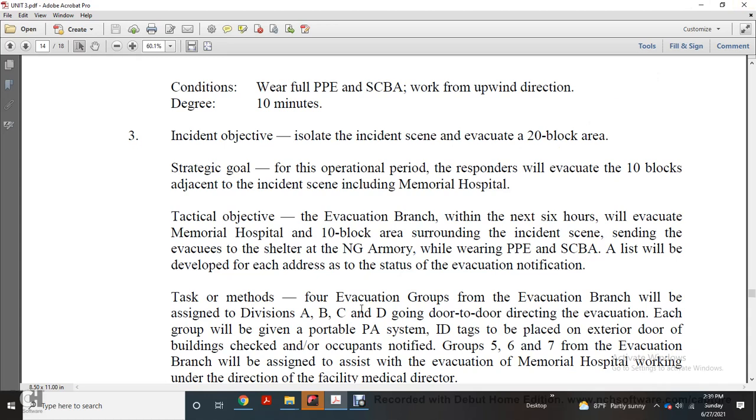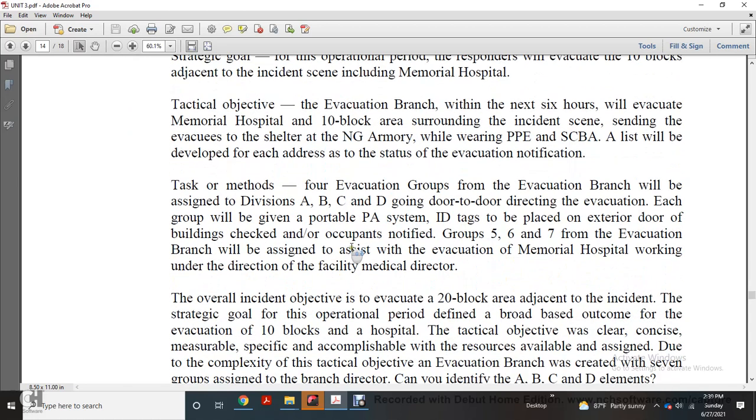Objective: evacuation branch for the next 6 hours. The branch will evacuate the Memorial Hospital and the 10 block area surrounding the incident scene, sending evacuees to shelter. The National Guard Army will wear personal protective SCBA. A self-contained breathing apparatus list will be developed with each of the addresses, staff, and some of the evacuation notification.